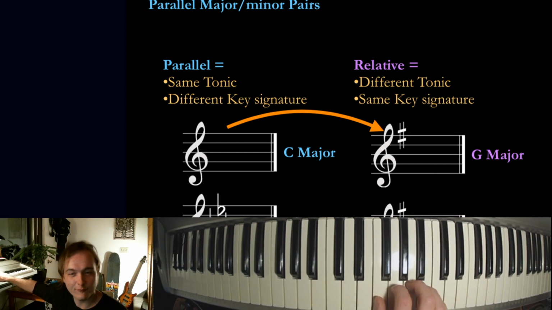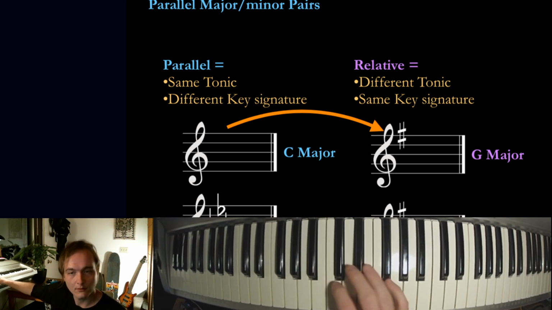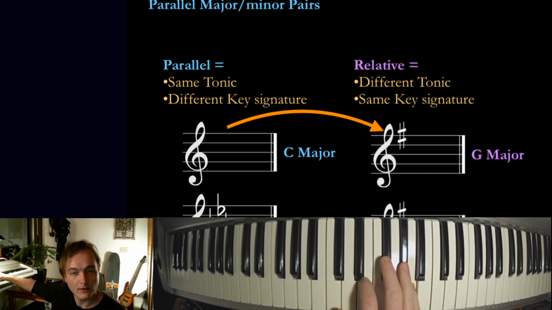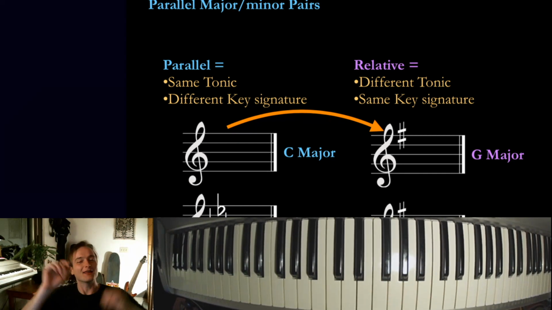Now what if I start a fifth up from G, on D? Now I have a scale that has 2 sharps. What if I start a fifth up from there? A. 1, 2, 3. Now I have a scale that has 3 sharps. I think we've discovered the pattern.